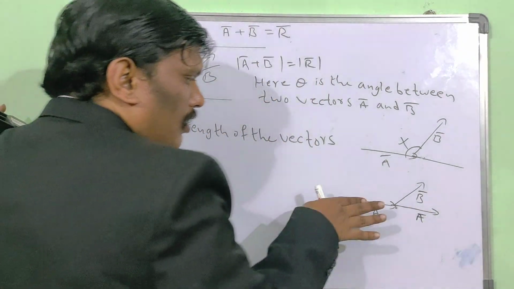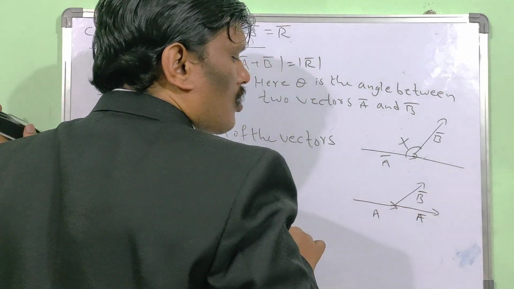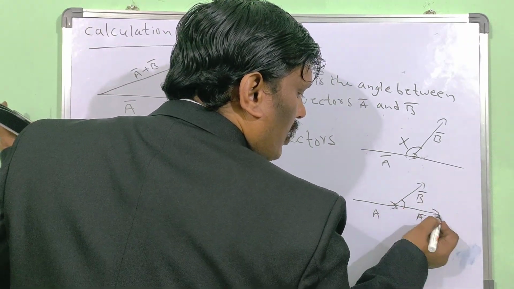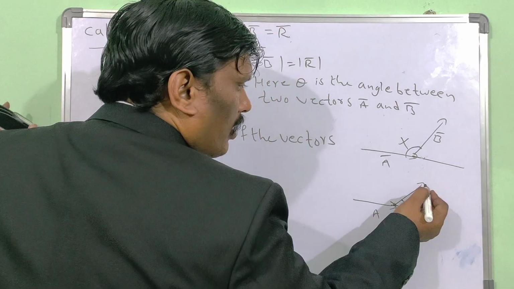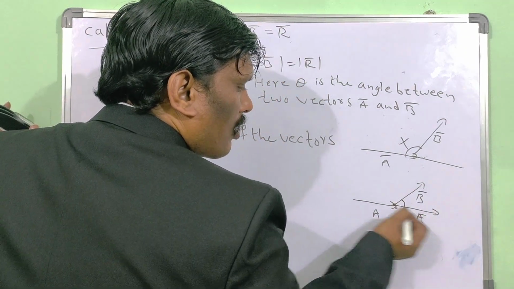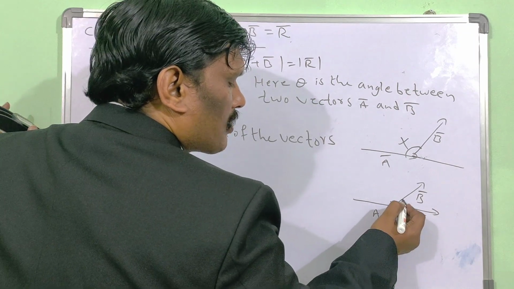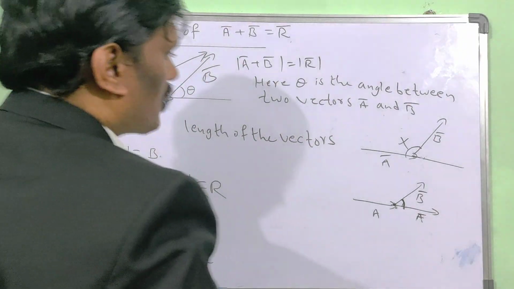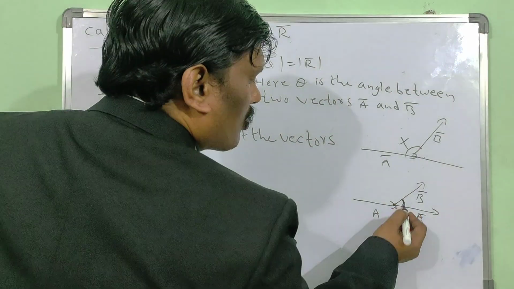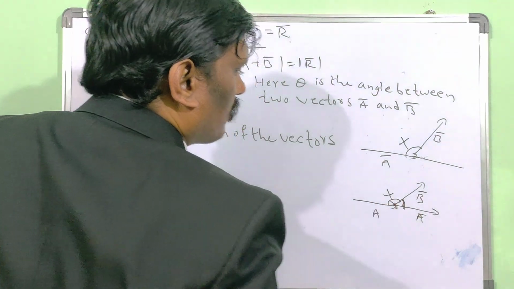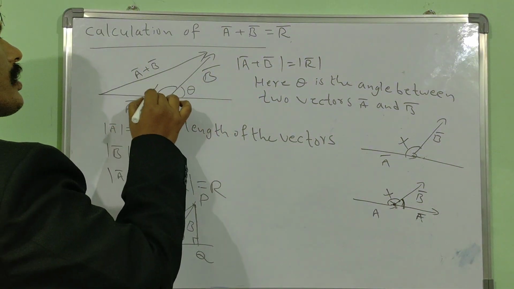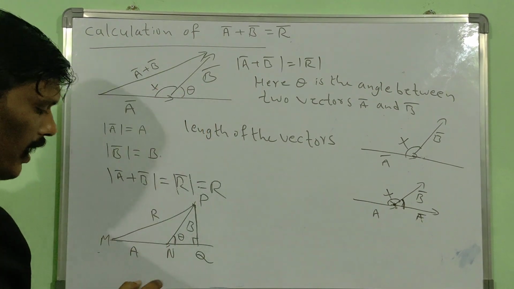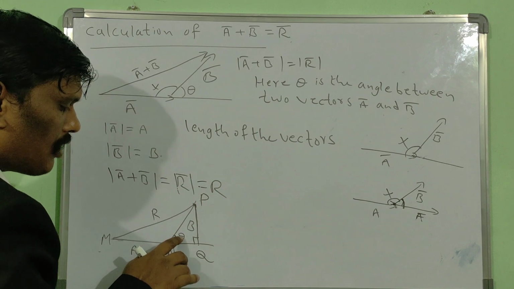This is the B bar vector. This is the parallel sliding. Parallel sliding does not change its value. Then what happened? The tail of vector A bar and the tail of vector B bar meet at this point. At that time, this is the angle between the two vectors, not this one. So that's why this is not the angle between the two vectors; this is the angle between the two vectors. That's why I said this theta is the angle between the two vectors.